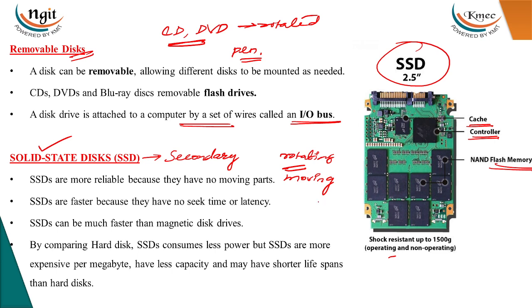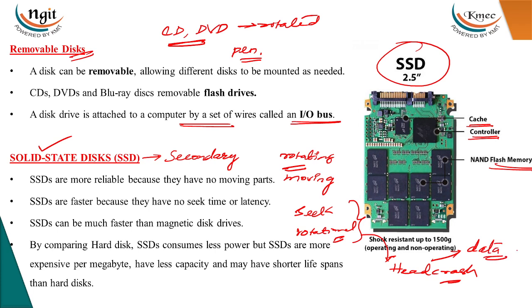So there will be no seek time here, and there will be no rotational latency here. If there is no seek time and rotational latency, we can say that there is no head crash. So the data will be available for a longest period of time, and the data will be present in those blocks. There is no head crash, so there is no chance of bad blocks. There is no concept of bad blocks.